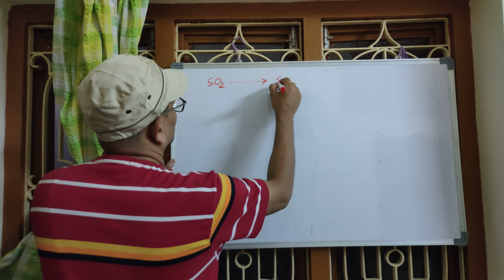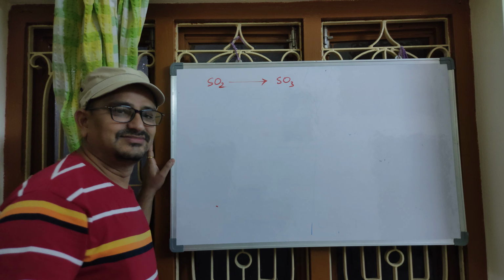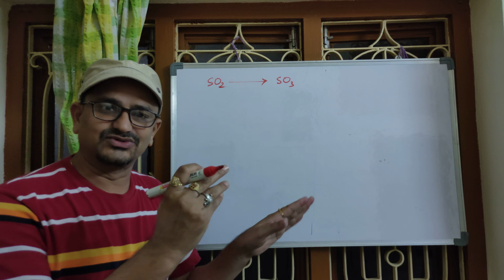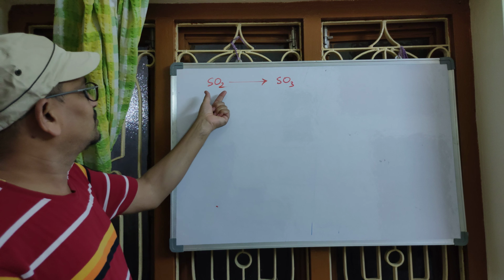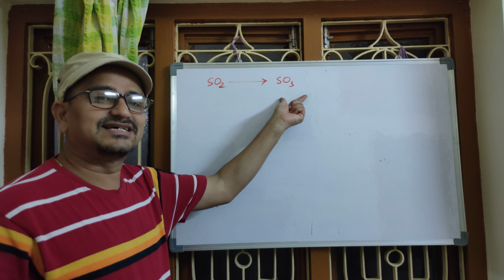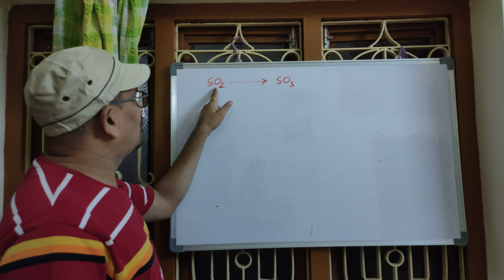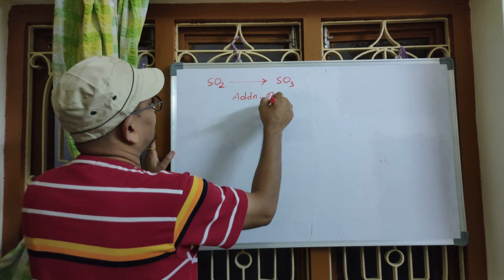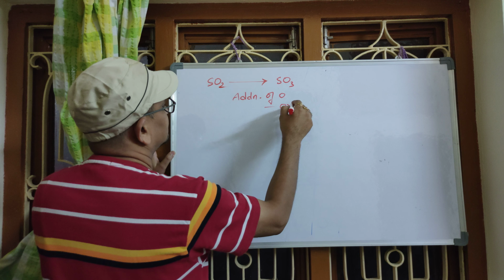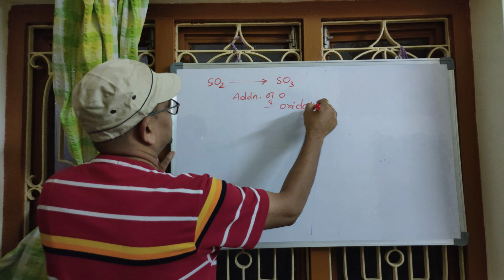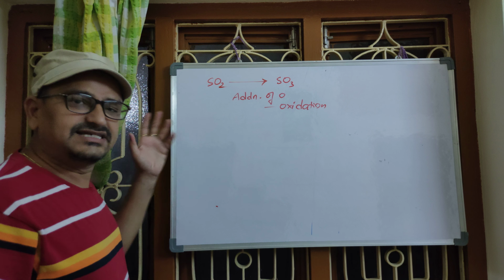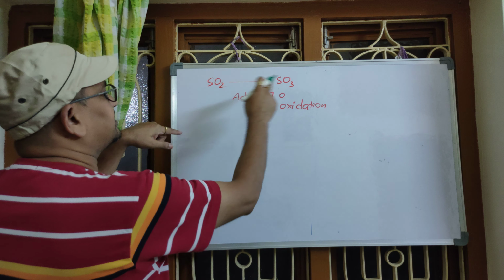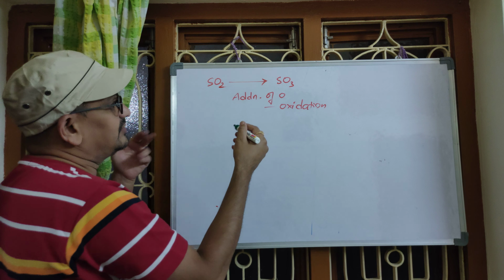SO2 gives rise to SO3. So what type of reaction, you tell me? SO2 gives rise to SO3. What type of reaction? Here two oxygens are there. Here three oxygens are there. From the first line, oxygens are being added. So it is addition of oxygen. So it stands for oxidation. Oxygens are added.